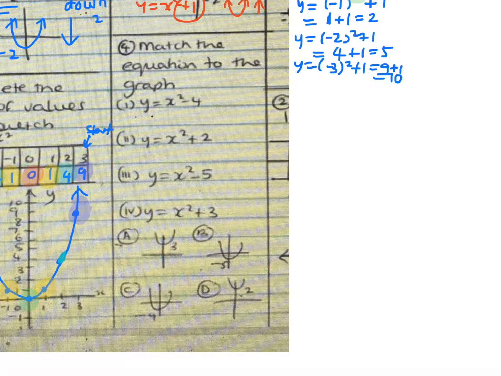Okay, now this one we've just got to match these up. So let's just match them up. So you go x squared minus 4. So that would be the parabola down 4. So that would have to be C. x squared plus 2.